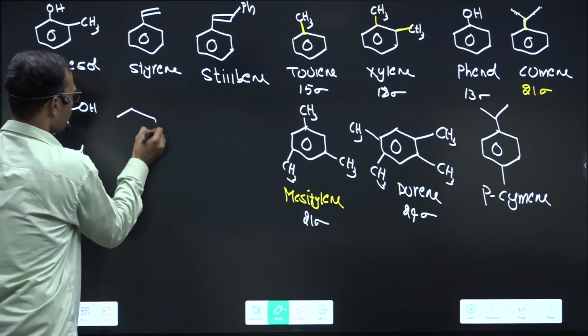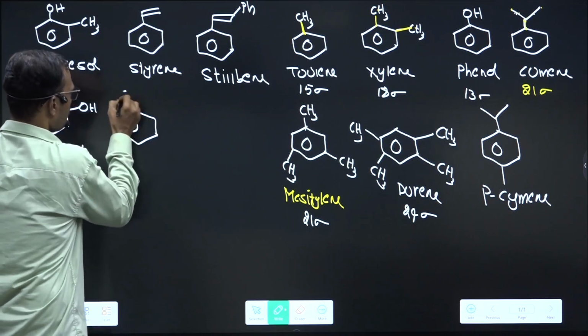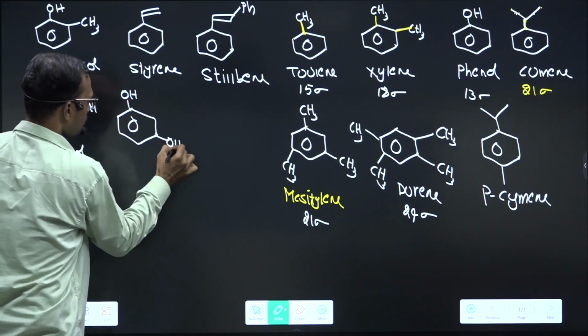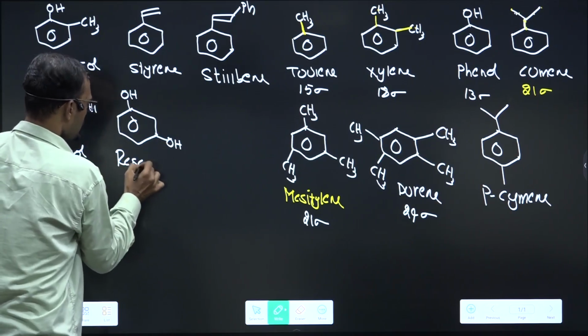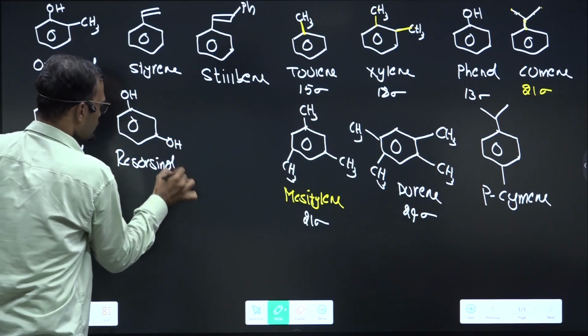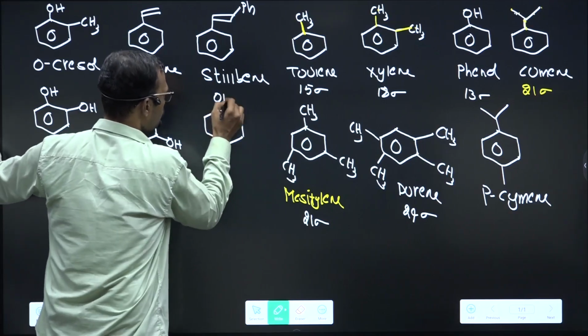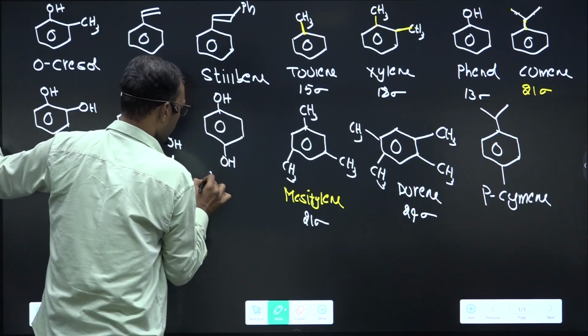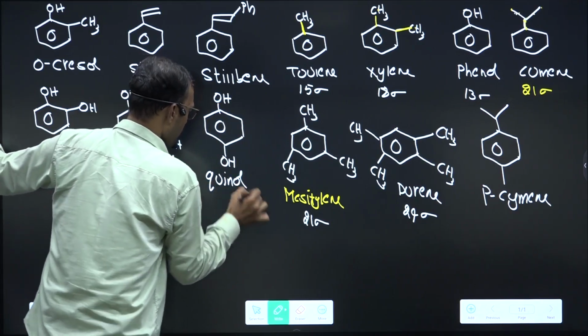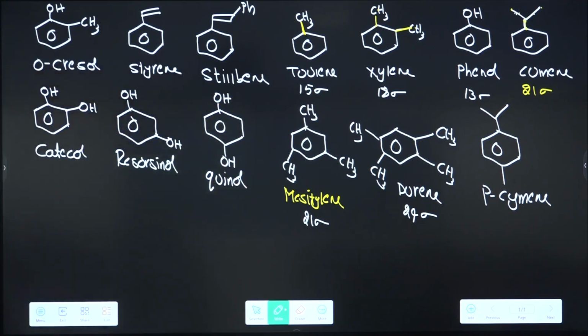This is catechol. This is resorcinol. Your 2 OH at para position, this is quinol. Catechol, resorcinol, quinol are position isomers. Same molecular formula but different in their position. Okay.